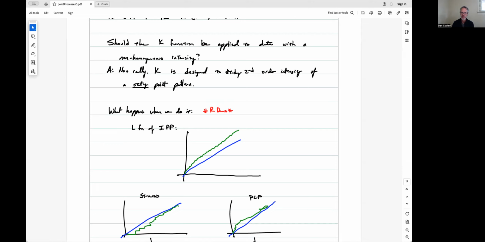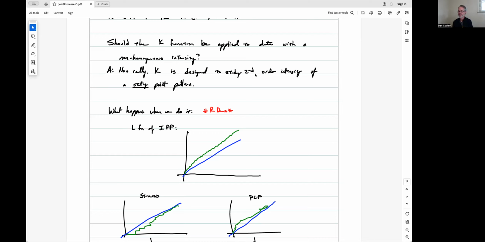The K function is designed to study that second order intensity. What we showed mathematically was that the K function can be related to that lambda2 value, that second order intensity. And just like in geostatistics, you can really only start to characterize that second order behavior, the variogram or the covariance function, after you've accounted for the first order behavior in the mean.